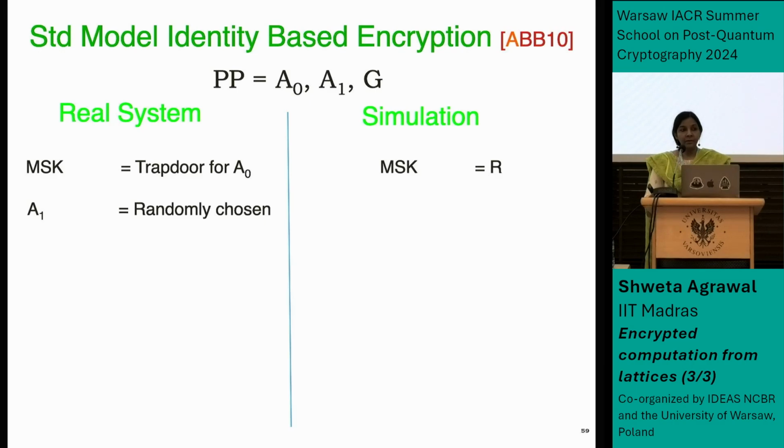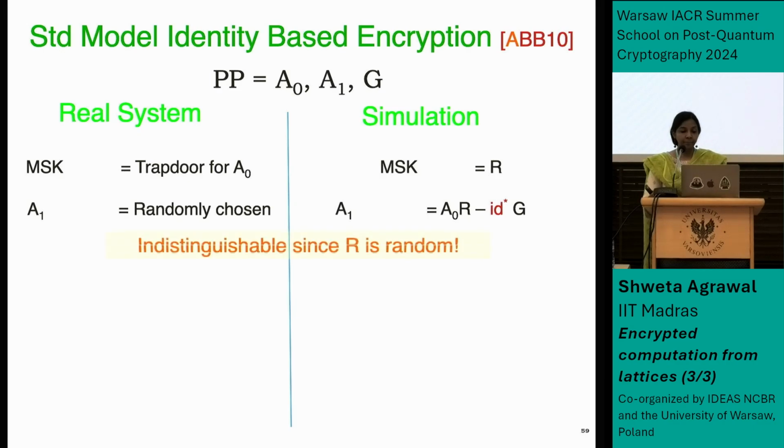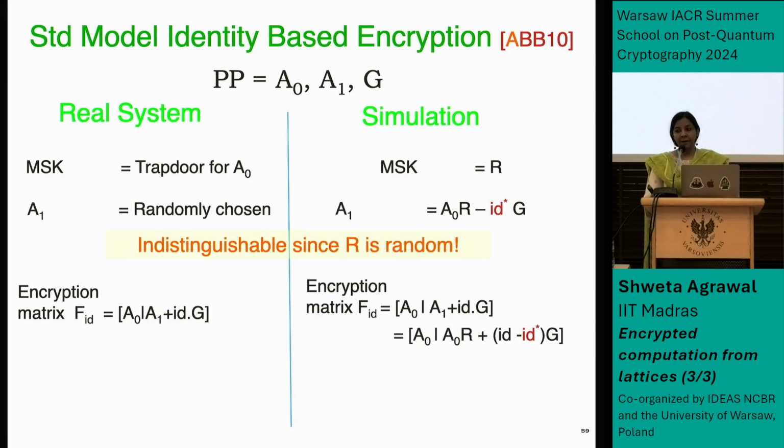A1 is random in the real system. In the simulation, it is constructed in this way. And these are indistinguishable since R is low norm random by the leftover hash lemma, which we again saw yesterday. The encryption matrix is the same, but because of the specially chosen A1, it factors into this equation here.